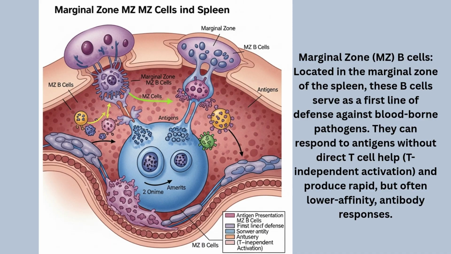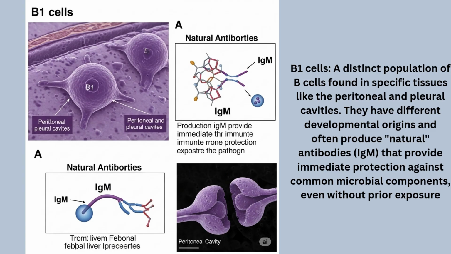B1 cells. A distinct population of B cells found in specific tissues like the peritoneal and pleural cavities. They have different developmental origins and often produce natural antibodies, IgM, that provide immediate protection against common microbial components, even without prior exposure.